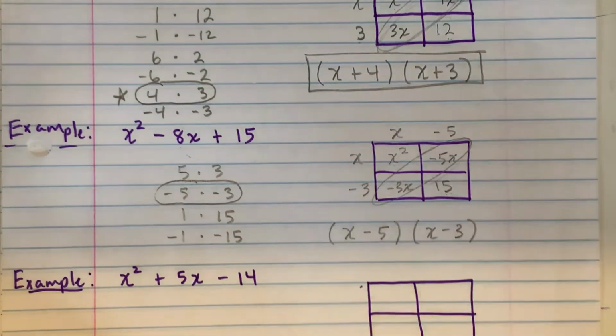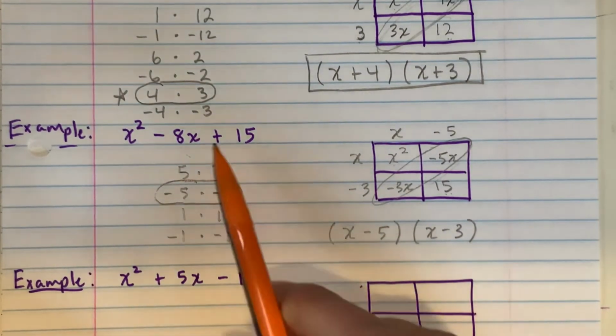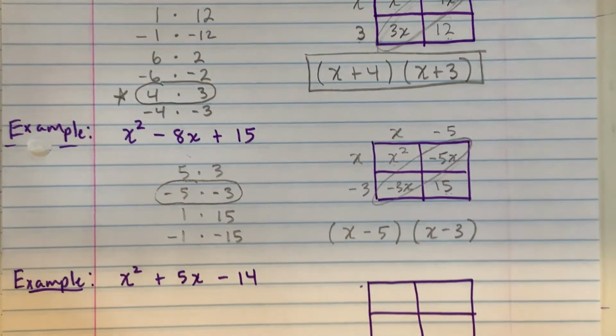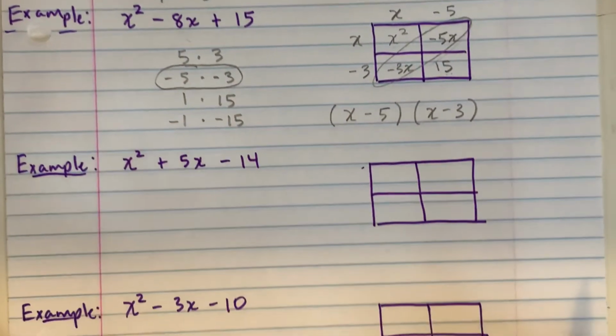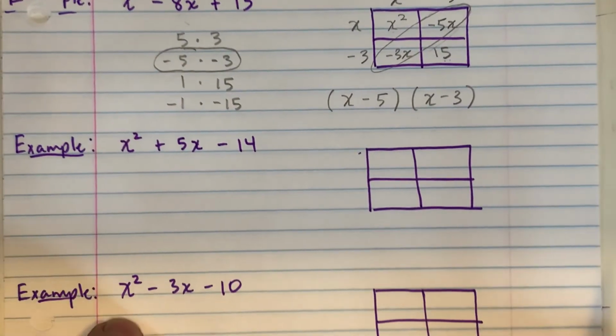Okay, and you can always check too. You could just multiply these out and see if you get the same answer. You could put them both into Desmos and see if you get the same quadratic function in there when you put them in. So different ways that you can check to make sure you got it. Okay. All right, here's another example.